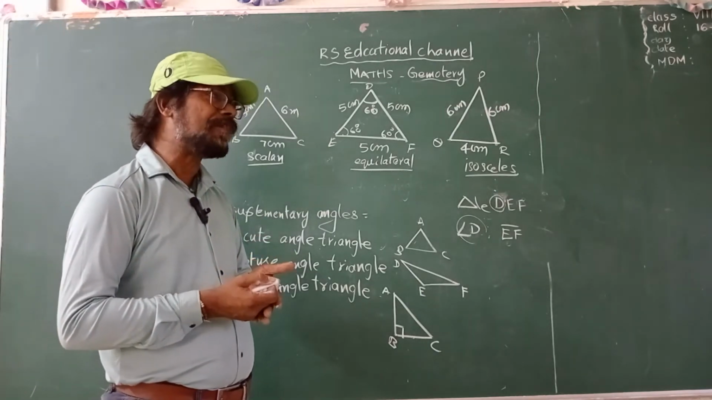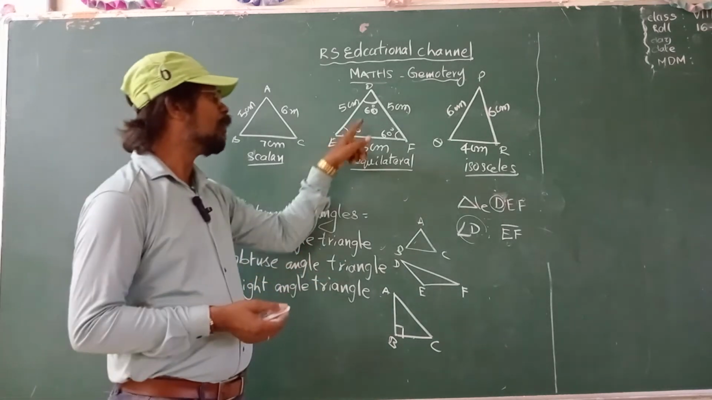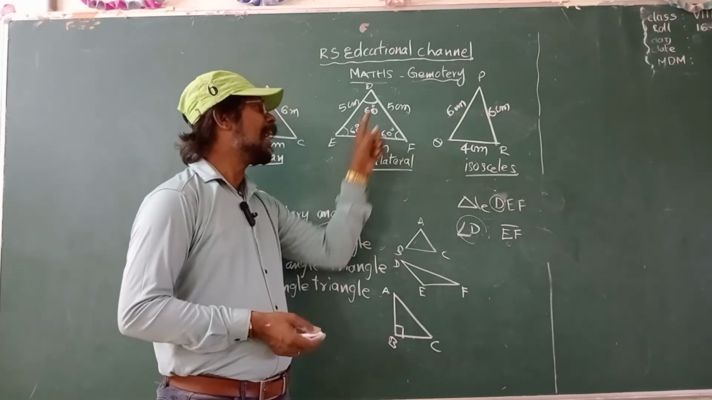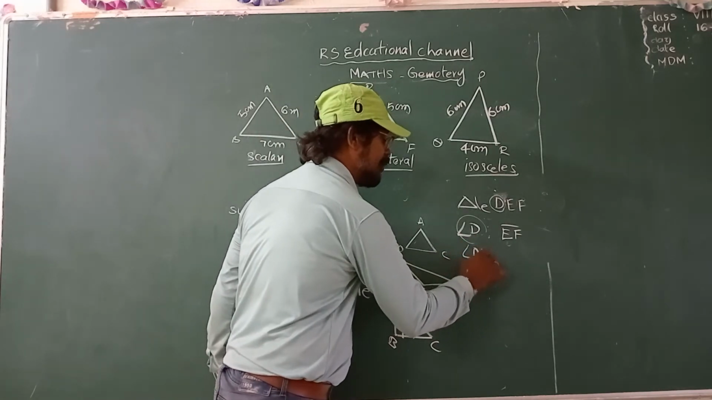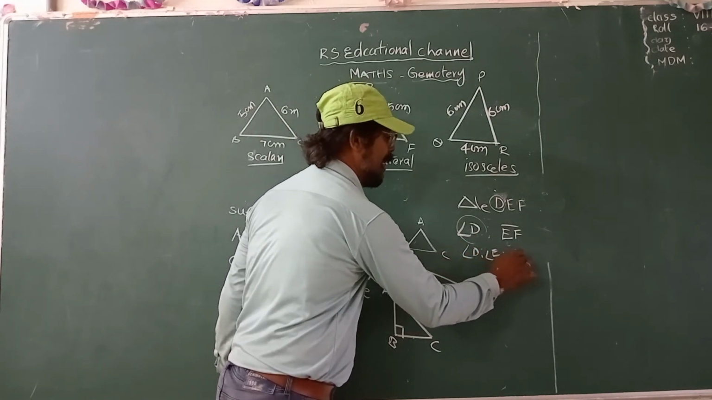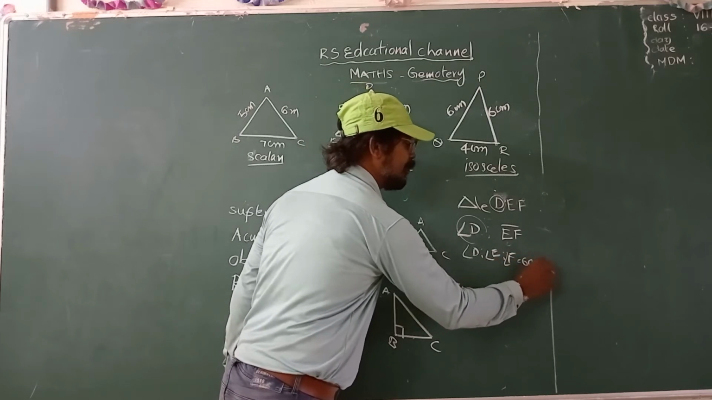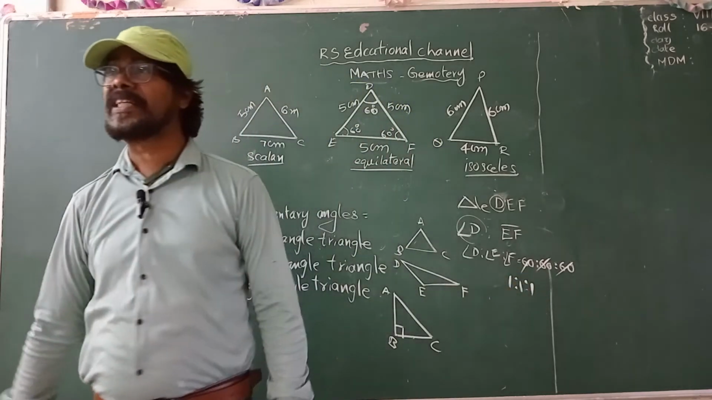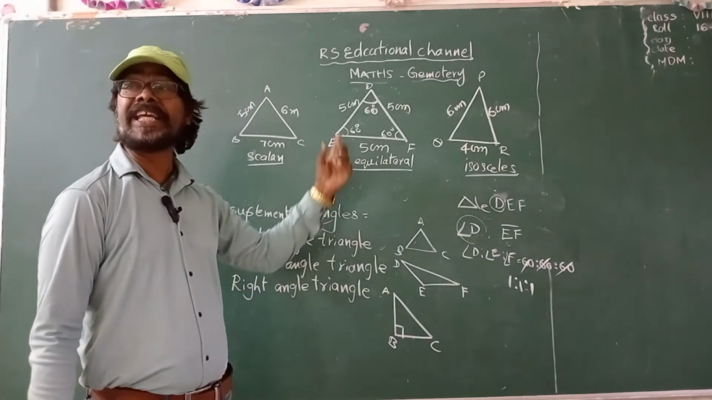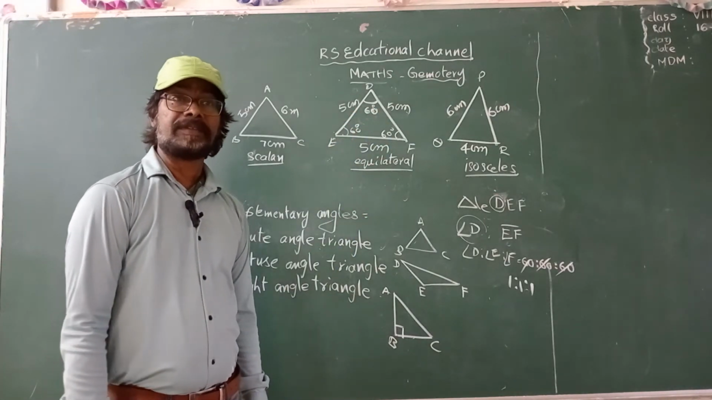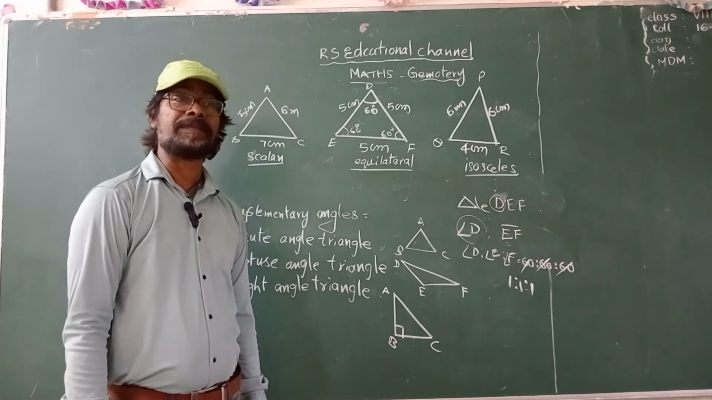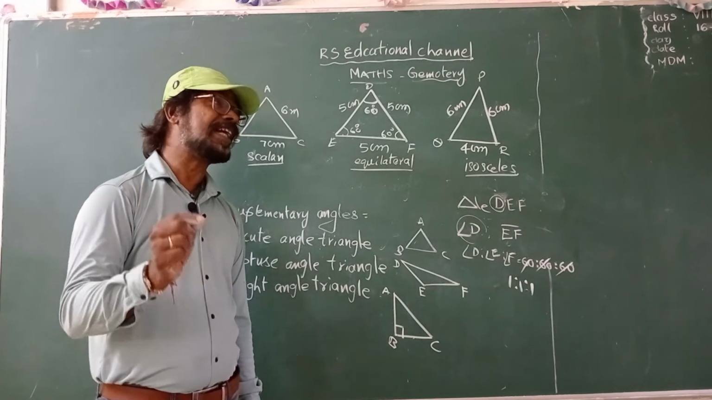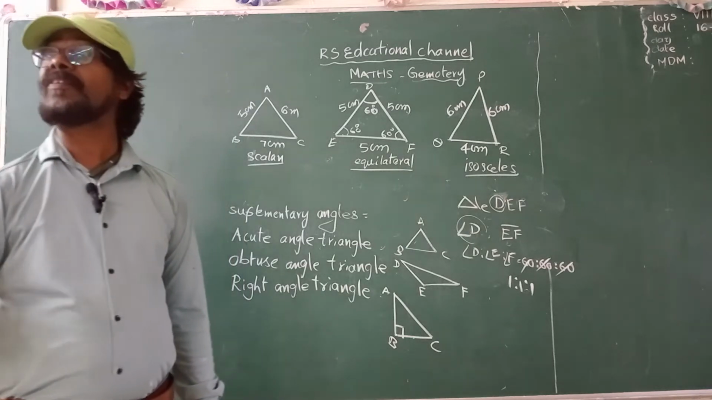The sides are in the ratio of their opposite angles. The sum of the angles is 180. And the ratio of angle D to angle E to angle F is 60 to 60 to 60, that is 1 to 1 to 1. And all the sides are equal. That's why it is called an equilateral triangle. These are very important for solving problems. In an equilateral triangle, each angle is 60 degrees.